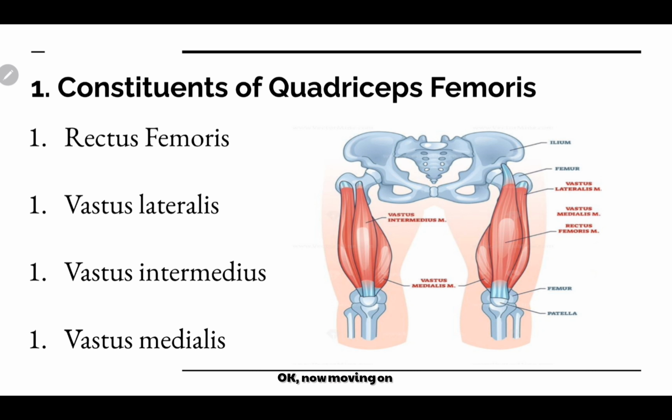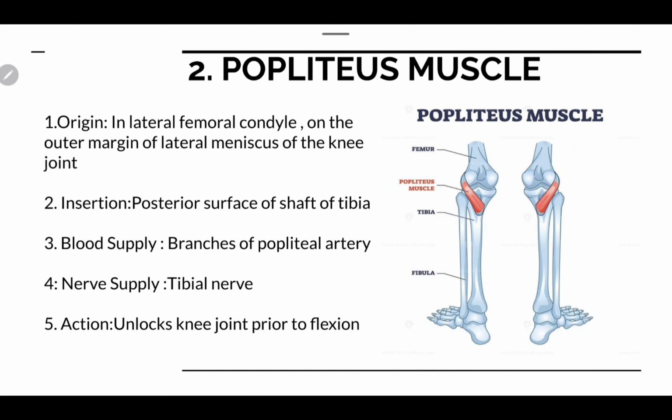Okay, now moving on to the next question. Popliteus muscle. If they have asked about a muscle in a 2 mark question, you have to write the origin, the insertion, the blood supply, the nerve supply, and you should also write the action of the muscle. So these 5 points are important for any muscle that's been asked. Now we'll see about the popliteus muscle.